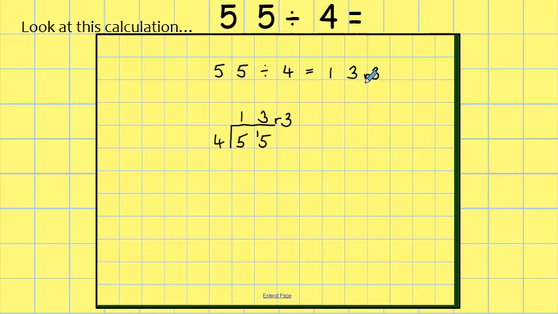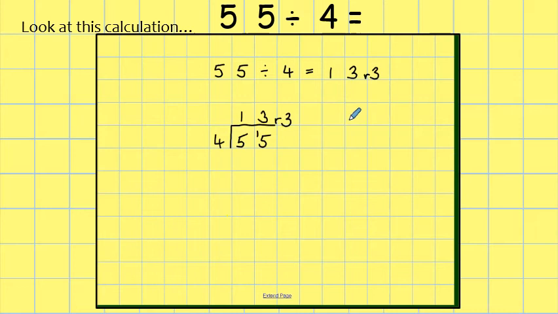So we can multiply this by 4, can't we? So we've got 4 lots of 10 is 40. 4 lots of 3 is 12. Plus that 40 is 52. Then I need to add this 3 onto it to get to 52, 53, 54, 55. Gets me back to there. So I know using my inverse checking, using the inverse of division, multiplication, that my answer is correct.